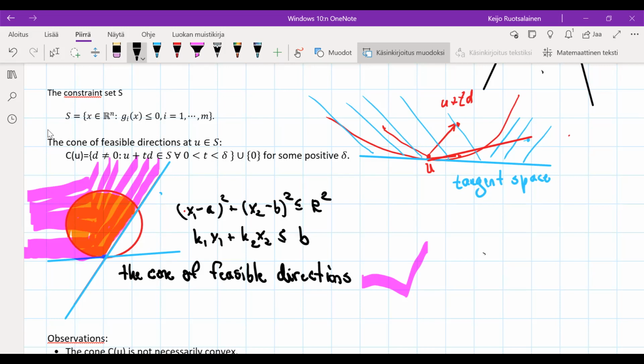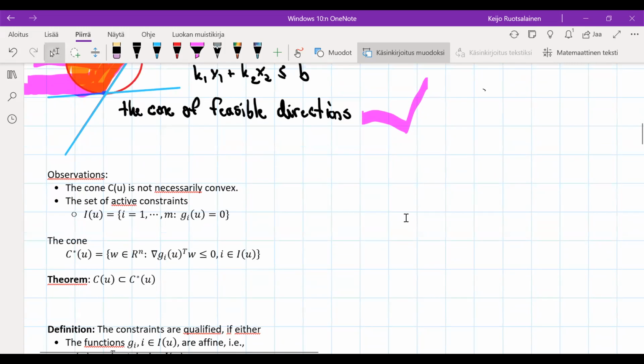This cone is not necessarily convex. If we have non-convex problems, of course this cone of feasible directions might be non-convex, but to my understanding it is always closed if the functions gi are continuous. But if the functions gi are convex functions, then for sure this cone is convex as well.